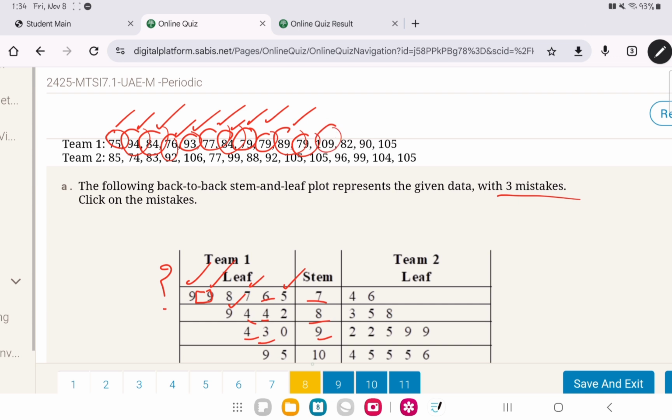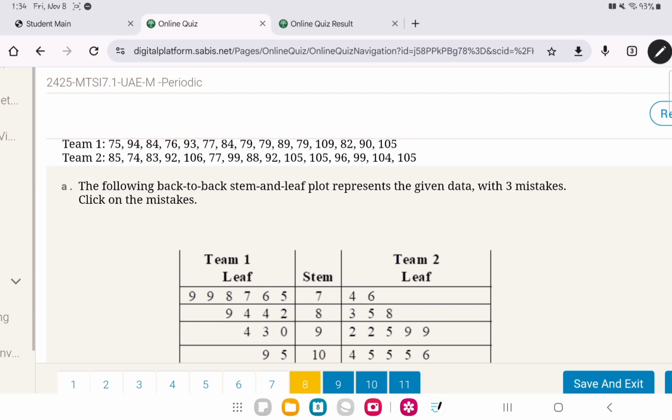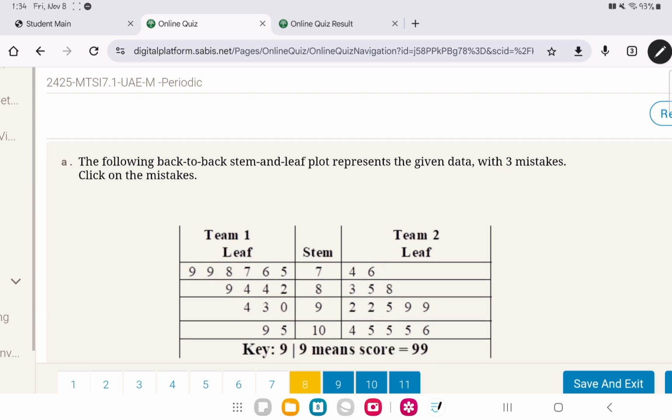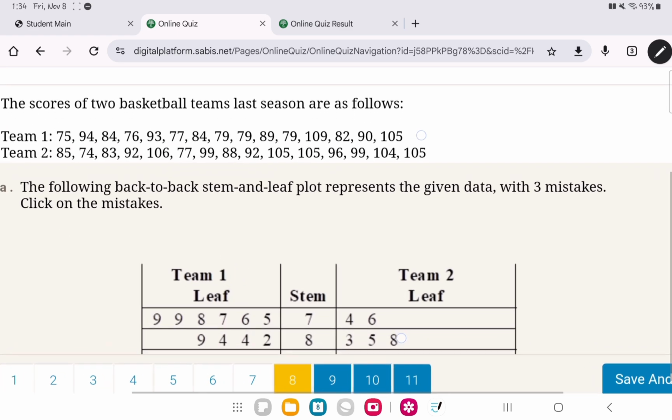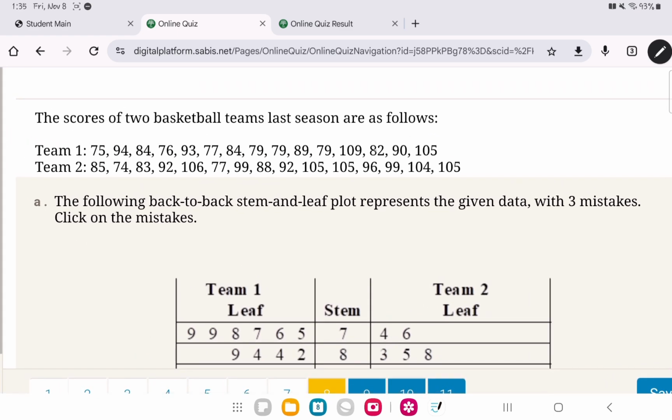Then 109, we have 10 and 9, correct. 82, we have 8 and 2, correct. 90, we have 9 and 0, correct. 105, we have 10 and 5, so then also correct. So for team 1, the only mistake we have is the 9. And we also don't have a 78, by the way. You notice if you look through them, you have 105, 90, 90. Scan through it, you don't have 78. So our mistake is that it is 79 and not 78.